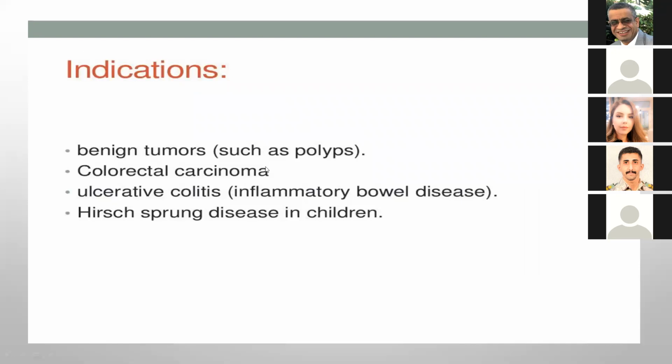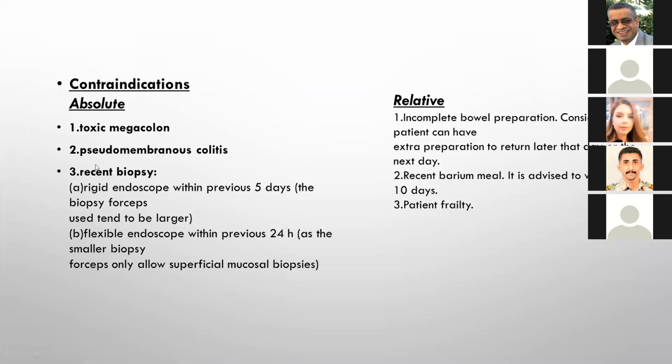Indications include benign tumors such as polyps, colorectal carcinoma, ulcerative colitis, and Hirschsprung disease in children. Contraindications: there are absolute and relative contraindications. Absolute contraindications are toxic megacolon, pseudomembranous colitis, and recent biopsy: rigid endoscope within the previous 5 days and flexible endoscope within the previous 24 hours. Relative contraindications are incomplete bowel preparation, recent barium meal, where it is advised to wait 7 to 10 days, and patient frailty.